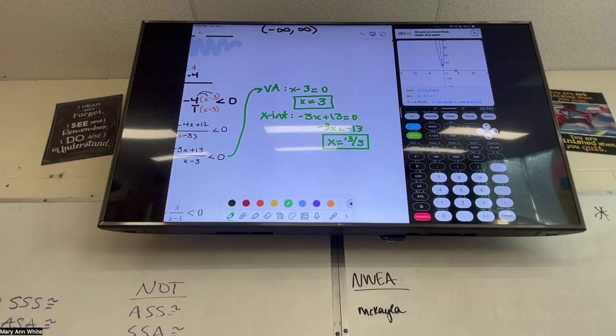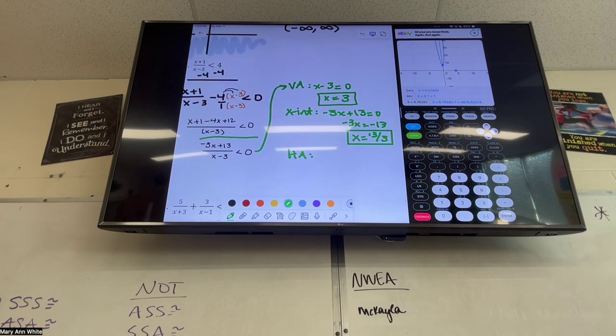The one other thing that might be helpful is my horizontal asymptote. What would my horizontal asymptote of this equation be? Negative 3. We also could do the y-intercept. I don't think it's super helpful here because we'll have enough information either way, but just to practice, what would my y-intercept be? Good, negative 13 thirds. We are going to use those two numbers to help us graph, but they're not going to be part of my answer.